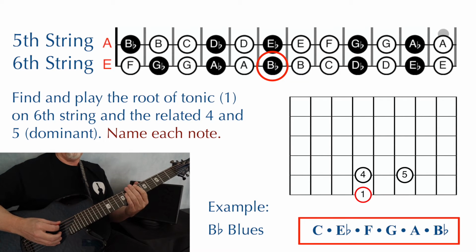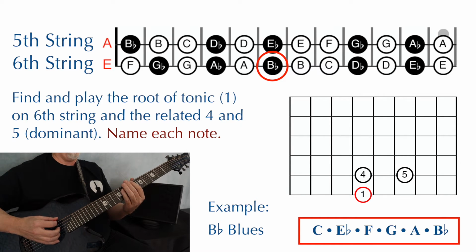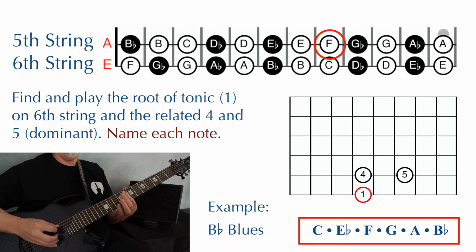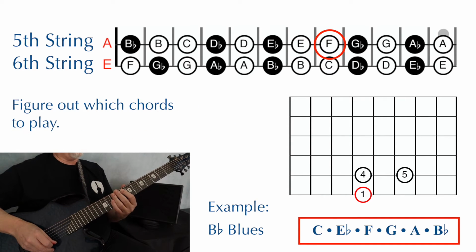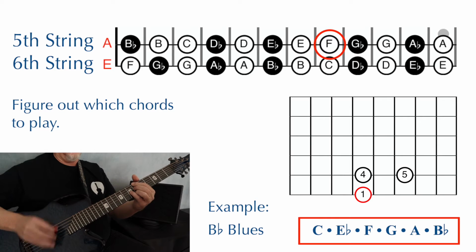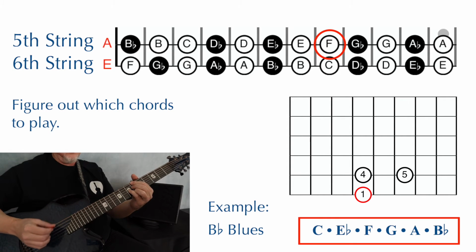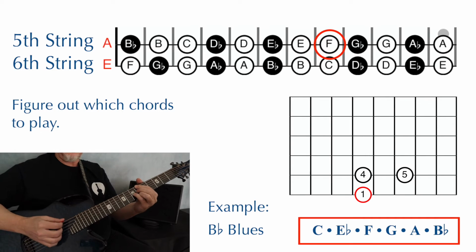First thing you want to do is find your 4 and 5 in relation to the 1 chord. So, of course, there would be your 1 chord, the low B flat, string 6, fret 6. Then you find your 4, then you find your 5. Then you want to figure out what chords you're playing with those. So I'm using all dominant 7 shapes in this lesson, but you could choose from major chords as well.